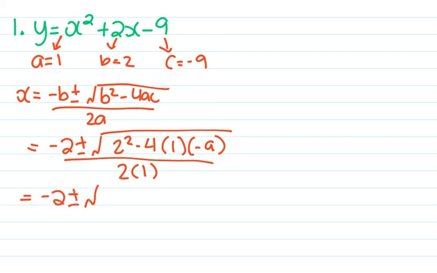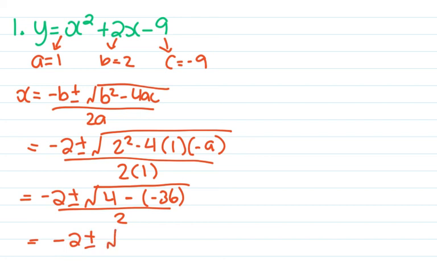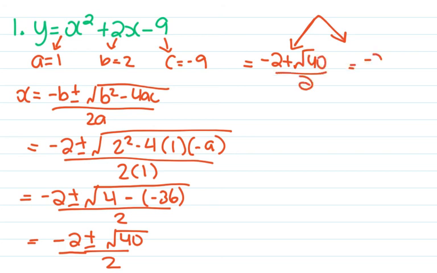Negative 2 plus or minus the square root of 2 squared is 4, minus 4 times 1 is 4, times negative 9 is negative 36. Now remember, I did minus negative 36. That will end up being plus, all divided by 2. Negative 2 plus or minus the square root of 4 minus negative 36 is 4 plus 36, so that's 40. Divided by 2. Now we'll split this into 2. Equals negative 2 plus root 40 divided by 2, and negative 2 minus root 40 divided by 2.